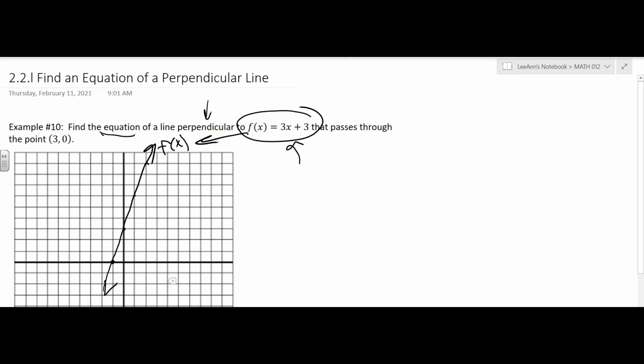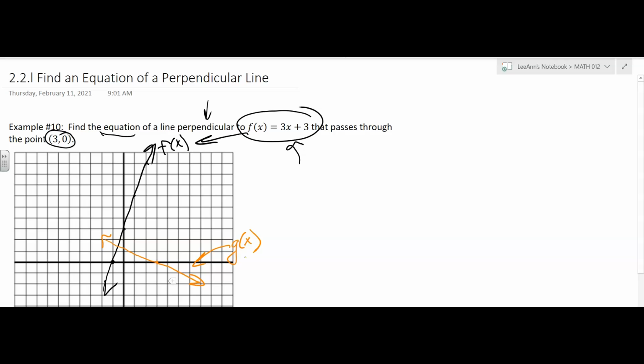We're trying to find a new equation. We want it to be perpendicular to this line, but we want it to go through the point (3, 0). So let's find the point (3, 0): 1, 2, 3, 0. And so we're looking for a line that goes like this. Okay? We're looking for the equation of that line, and I'll call it g of x. I don't need to call it g of x, but I can.